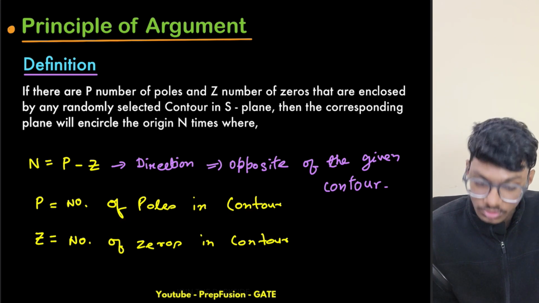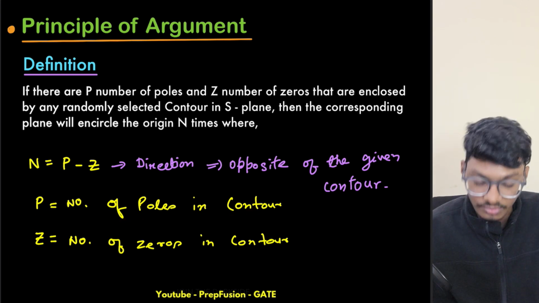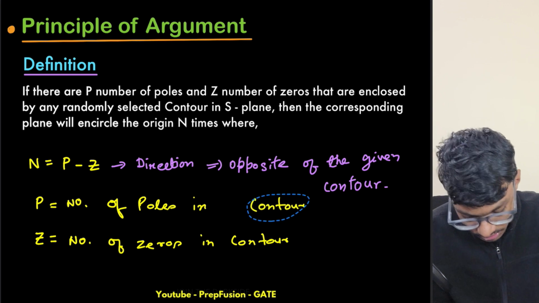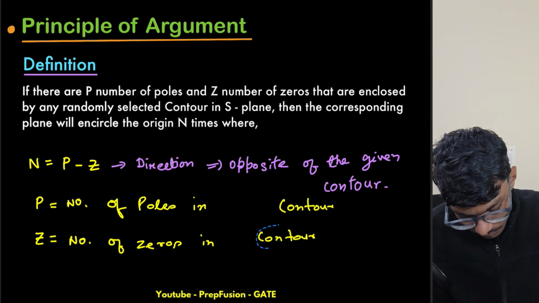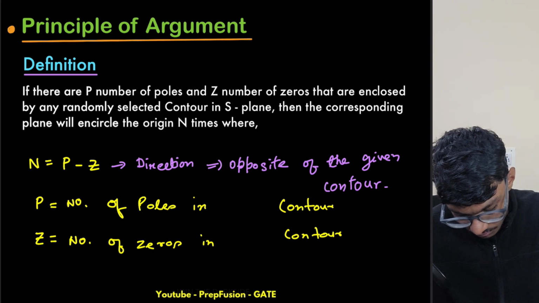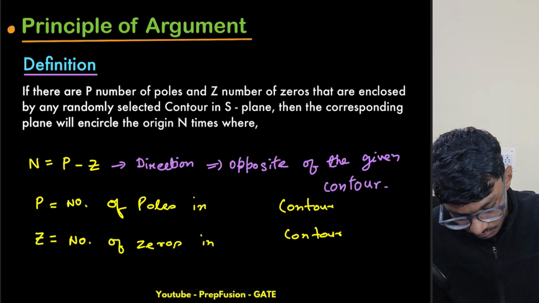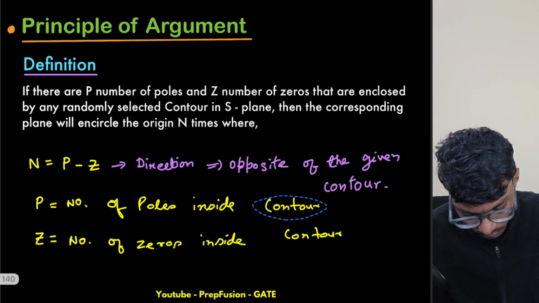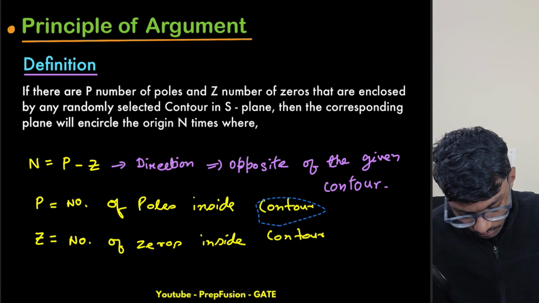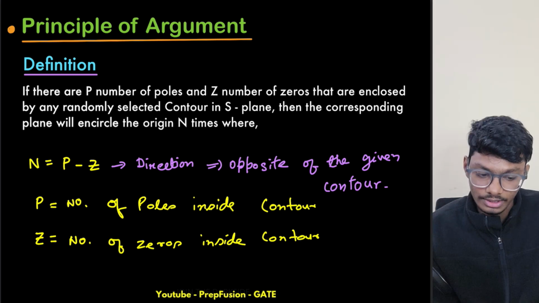Here p is the number of poles inside the contour, and z is the number of zeros inside the contour. So this is what my p and z are.